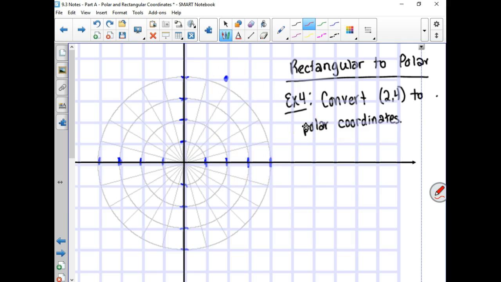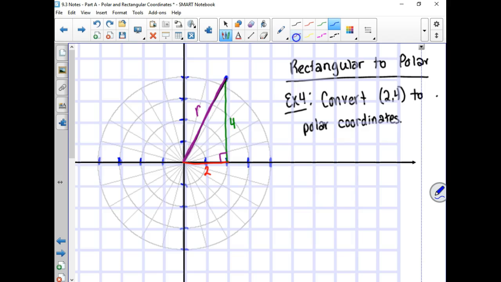So to graph that, I went to the right 2. I went up 4. All right. So if I need to find the radius there, what should I do? If I'm looking for the radius to make this polar, so this radius right here. Pythagorean theorem, right? This is a right triangle.